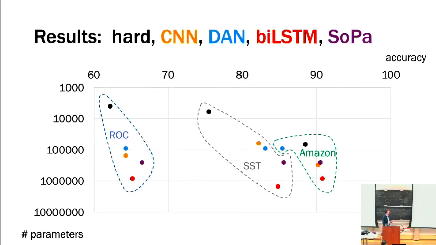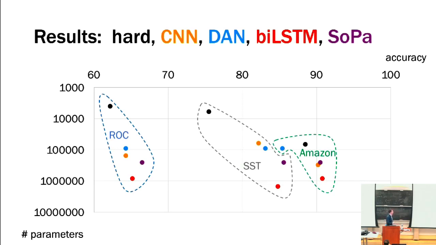So let me explain what we're looking at. Each dot is a data set and a model. The colors are telling you which model. The bubbles around the dots are telling you which data set. The x-axis is accuracy, so farther to the right is better. The y-axis is number of parameters on a log scale. People don't talk about this too much, but generally speaking, fewer parameters is better, right? Smaller models are better.